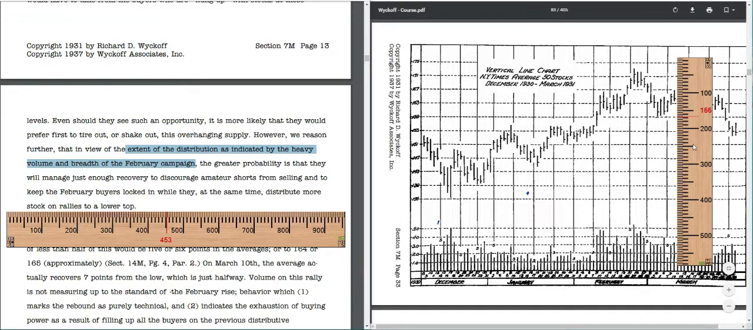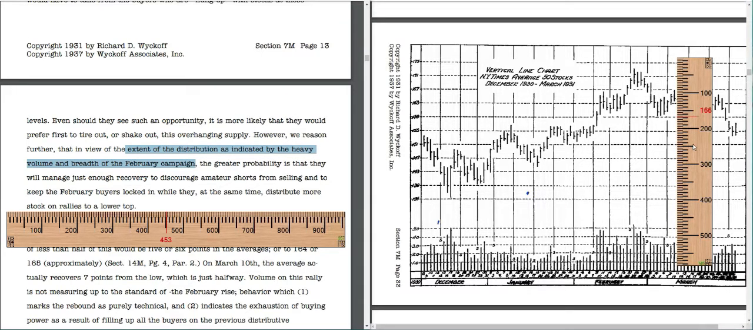So the point is, all this volume is trapped up here. There's a direct correlation with the amount of trapped volume and distribution. Not my words, it's his words. Extent of the distribution as indicated by the heavy volume. There you go.